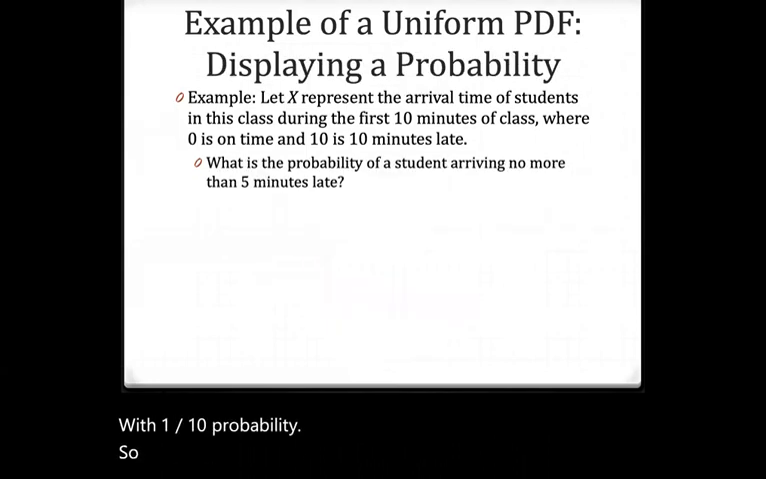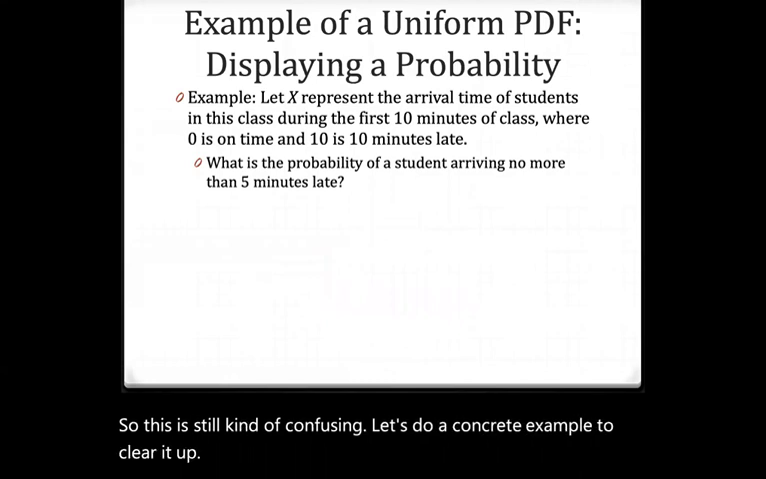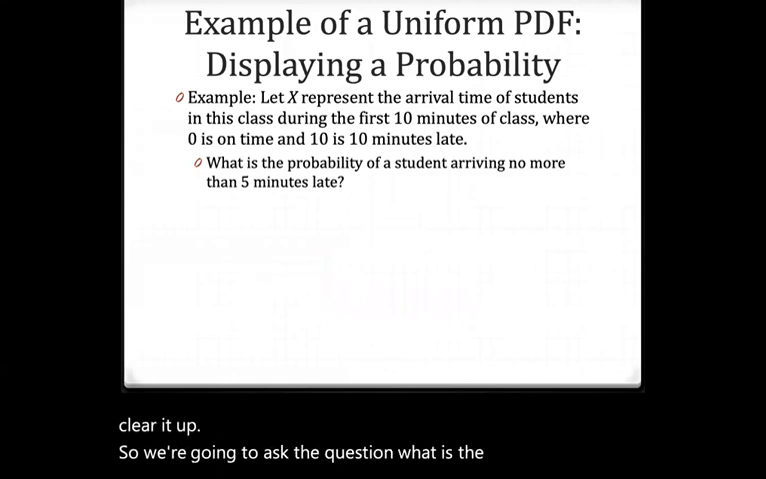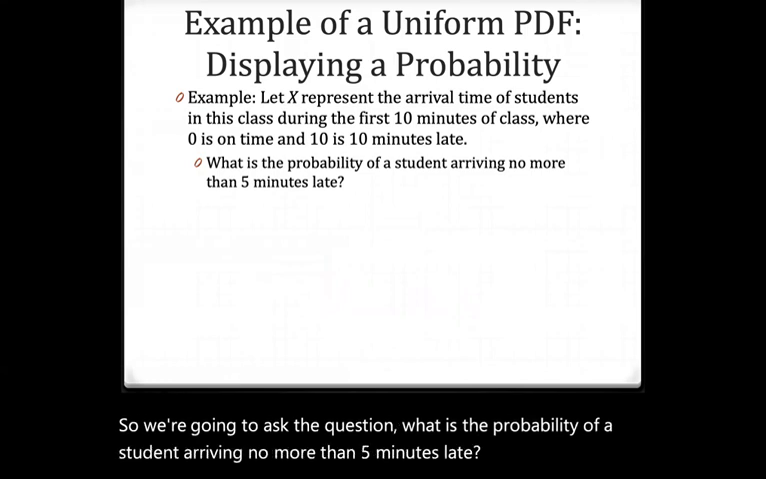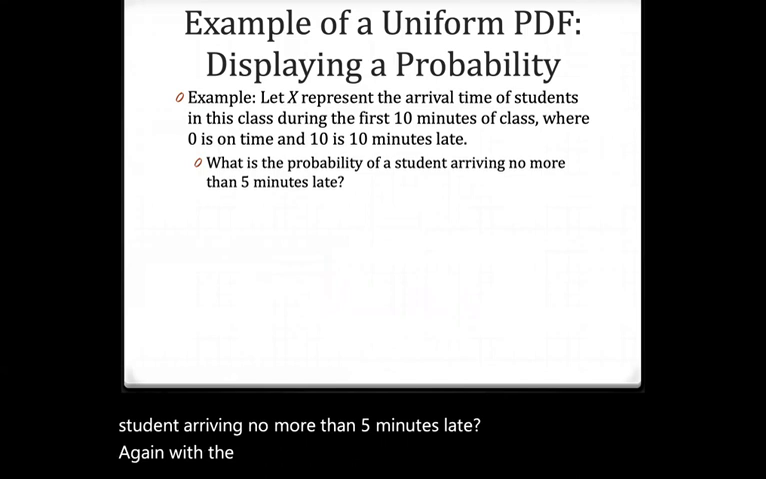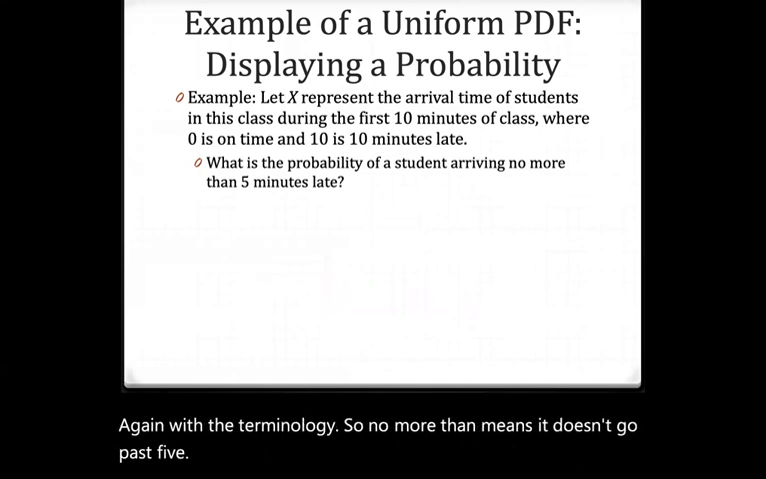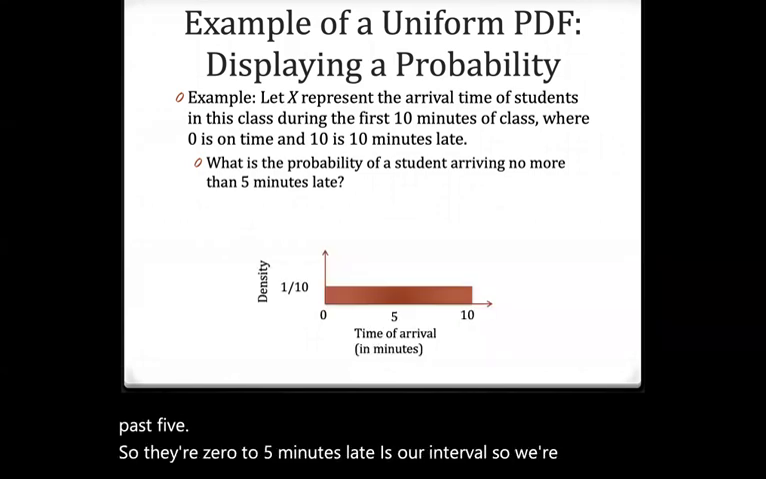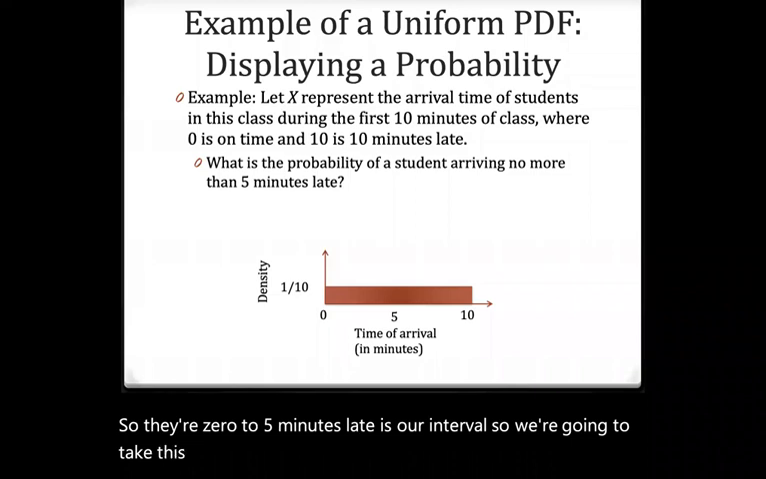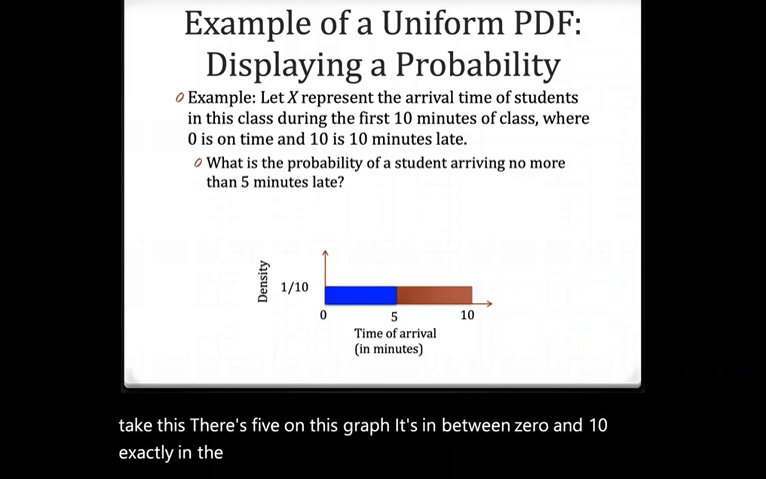So this is still kind of confusing. Let's do a concrete example to clear it up. So we're going to ask the question, what is the probability of a student arriving no more than 5 minutes late? Again, with the terminology. So no more than means it doesn't go past 5. So there, 0 to 5 minutes late is our interval. So we're going to take this, there's 5 on this graph. It's in between 0 and 10, exactly in the middle. And we're going to shade up till we get to 5.